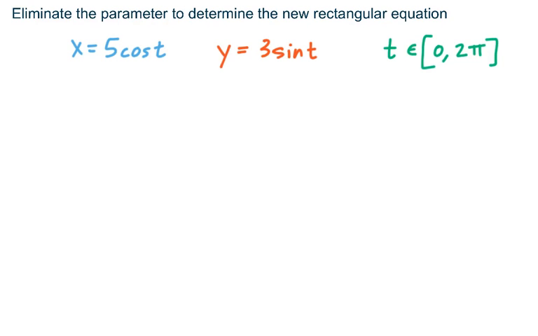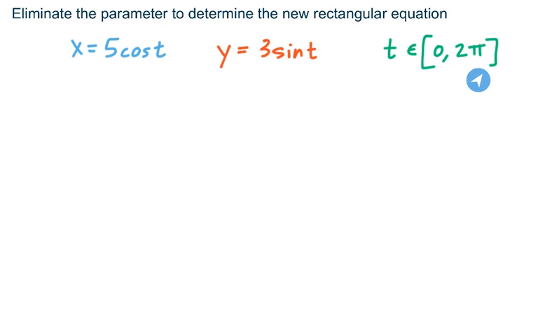In these two examples, we're going to look at eliminating the parameters so that we can determine the new rectangular equation. In this situation, we are given x equals 5 cosine t and y equals 3 sine t as our two parametric equations. And the restriction on our parameter t is that t must fall in the interval between 0 and 2 pi.